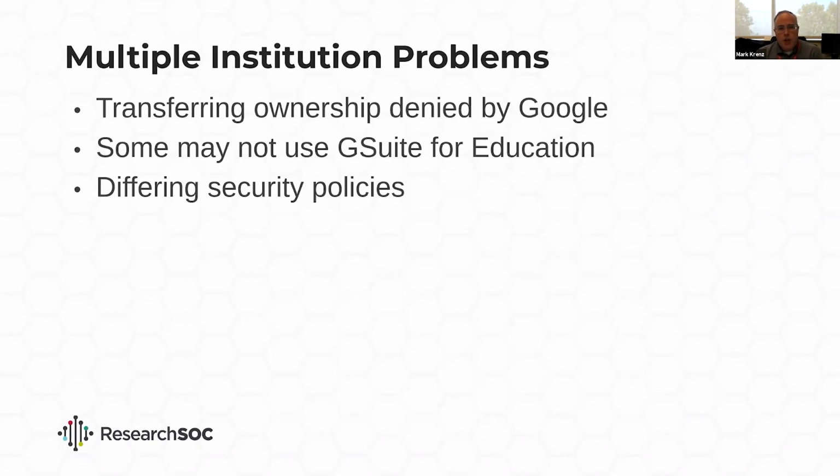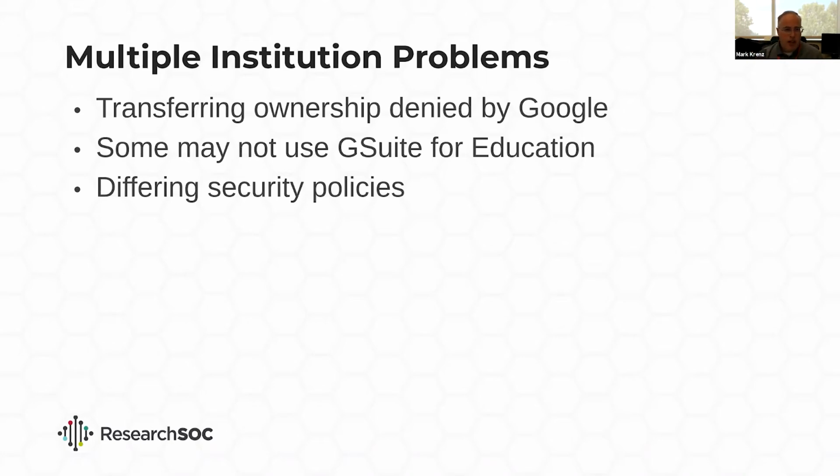Again, like I said, transferring ownership between domain names is denied by Google, so there's not really a transparent way around that. We'll talk about some less perfect ways to get around those kinds of things later. Some institutions might not use G Suite for Education, so there might be features that you have that others don't have. You might want to have an agreement about the data that's in use on your project. And maybe some of the files, depending on who creates them, are under that contract, and some are not under that contract, depending on whether the other institutions have this G Suite for Education account.